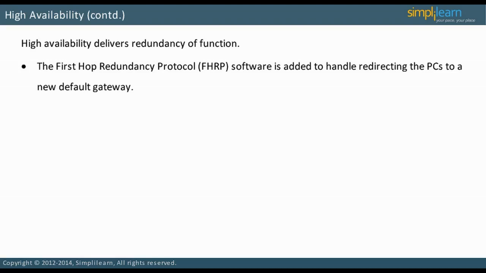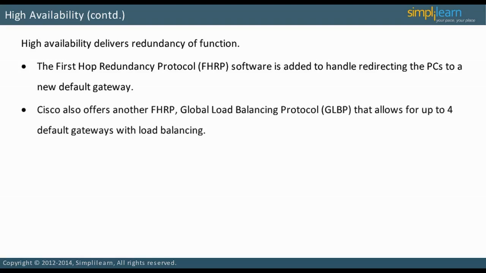The IOS provides FHRP software, Hot Standby Routing Protocol, HSRP, and/or Virtual Router Redundancy Protocol, VRRP. Cisco also offers another FHRP, Gateway Load Balancing Protocol, GLBP, that allows for up to 4 default gateways with load balancing.